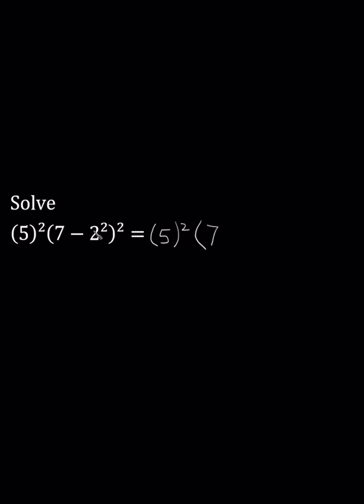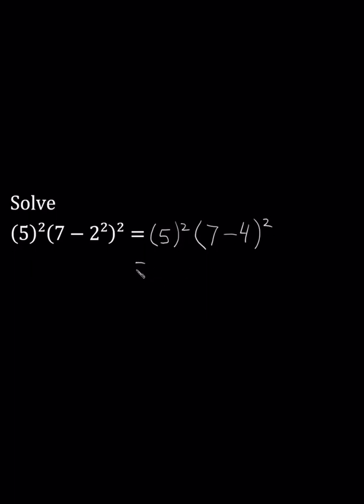Now, this negative or this subtraction sign is not in a separate parentheses with the 2. It's out of it, which means the number that this exponent 2 applies to is just the 2, not negative 2, just 2. So we have 7 minus 2 to the power of 2, which is 4. And then this whole parentheses is also to the power of 2.